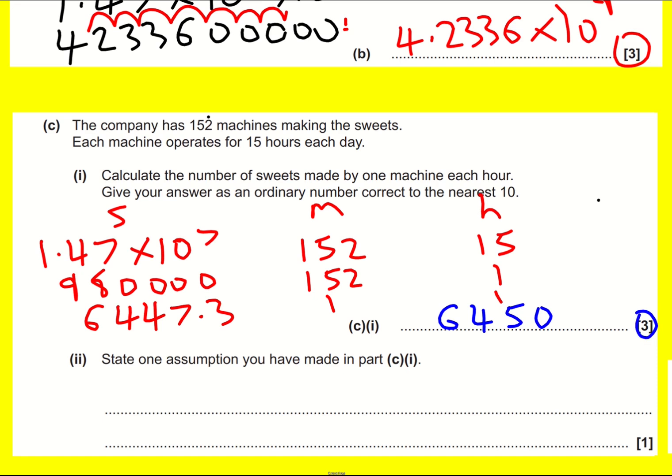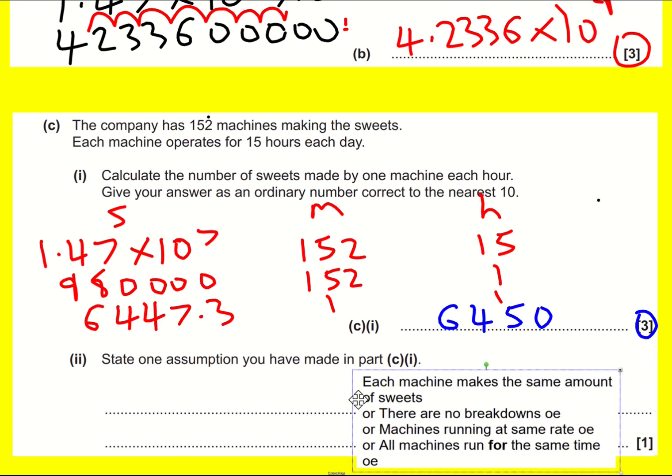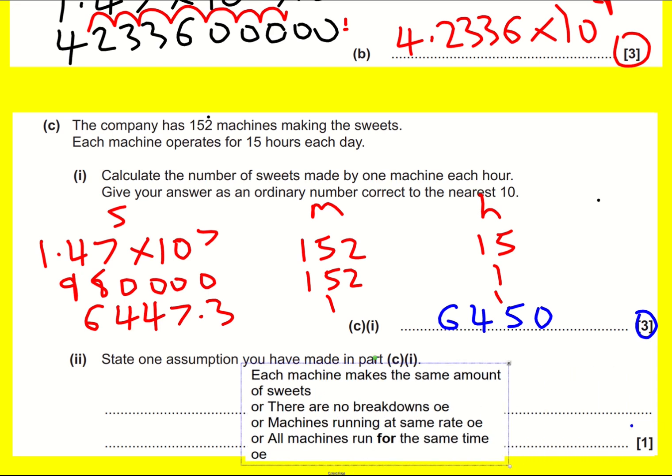State one assumption you've made in part C, part 1, and there's a few answers accepted for this. Okay, here they are. So we've assumed when we've done this calculation that each machine makes the same amount of sweets. Actually, it's not possible because we've got a decimal answer. It won't quite be, once we've rounded it. But it gives us the rough kind of answer if they did pretty much work at the same rate. We've assumed there's no breakdowns, they're running at the same rate, and they run for the same time, or an equivalent answer to that. So yeah, that's all good, and that's that question done.